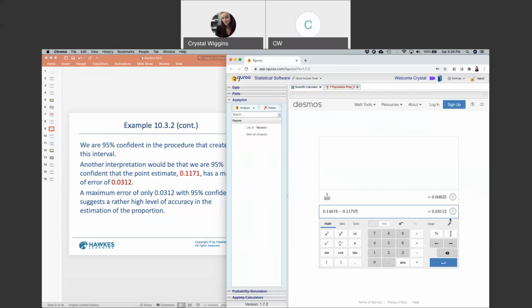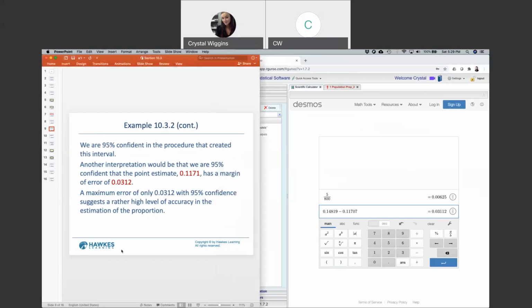Here we go. 0.03112. So our margin of error can be found by subtracting the upper limit minus p hat. So that's good to keep in mind. That is an easy way for us to get that margin of error.